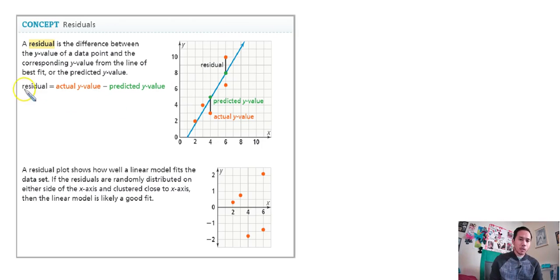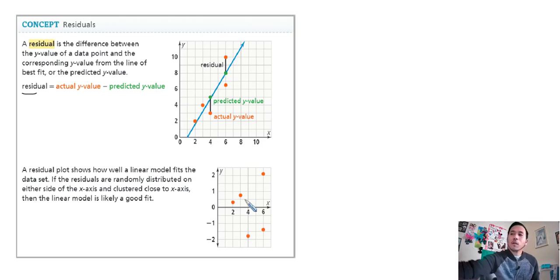So the residual is calculated using the equation: the actual value of y minus the predicted y value. A residual plot shows how well the linear model fits the data set. If the residuals are randomly distributed on either side of the x-axis and cluster close to the x-axis, then the linear model is likely a good fit. We'll discuss that in our next example. How are we going to solve a residual, and how are we going to interpret that?